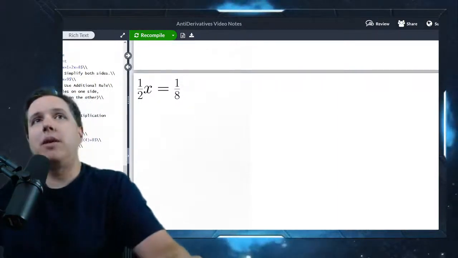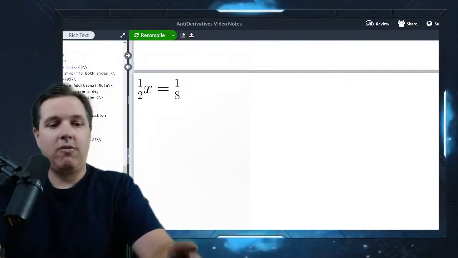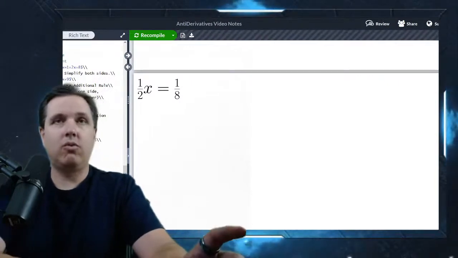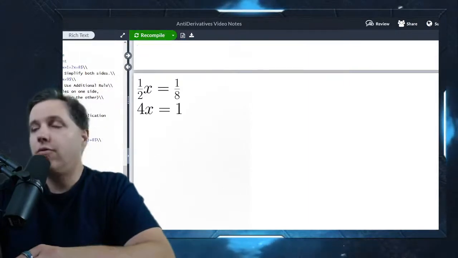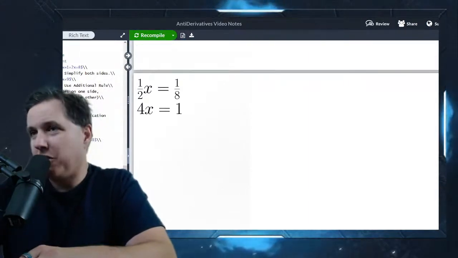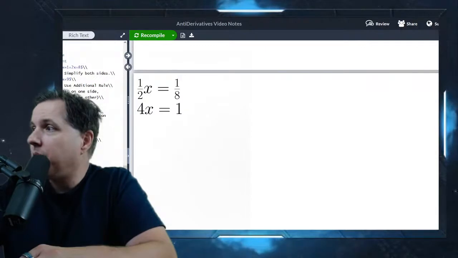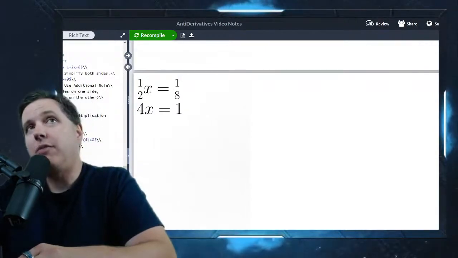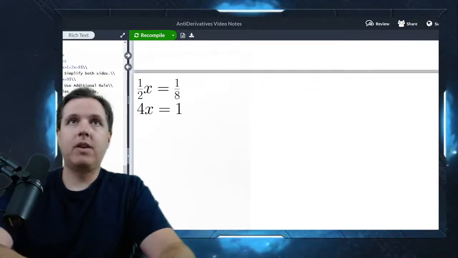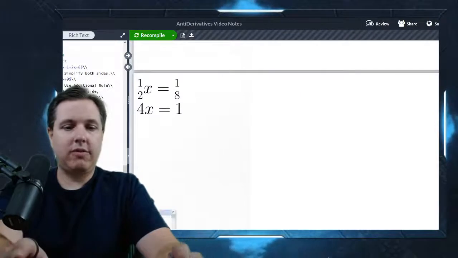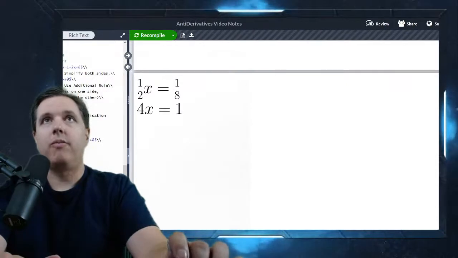Okay, so I'm going to multiply both sides of this equation by 8, and that's going to give me 4x equals 1. And then what am I going to do? If you've been watching, you know what I'm going to do next. I'm going to use that multiplication rule to divide both sides by 4 and get that x equals the fraction 1/4.